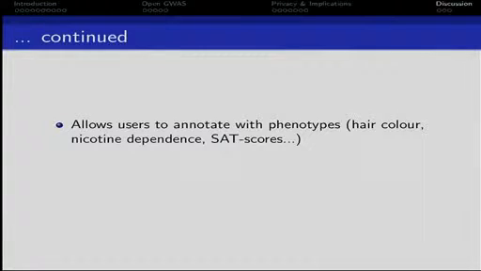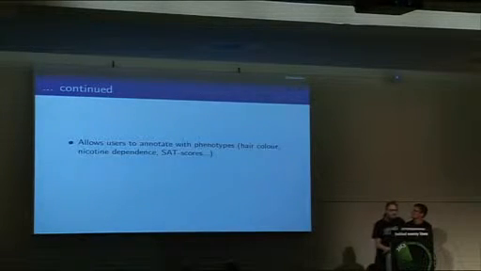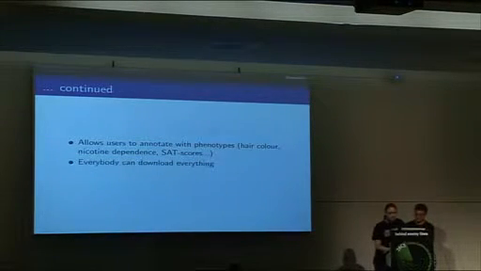People can go there and say, I would like to know your phenotypic information about SAT scores. People already enter their test results from high school, or nicotine dependence, hair color, stuff like this. There are some disease risks, or whether somebody in the family developed cancer. People are entering this, and everybody can download everything. The only thing kept from everybody is the email addresses and passwords of the users. Besides this, you can get a complete dump of all the data and perform research with it.